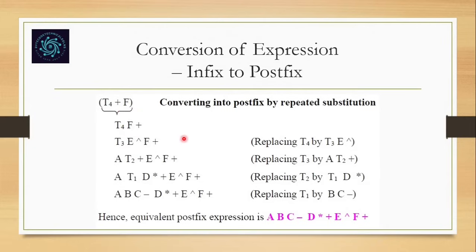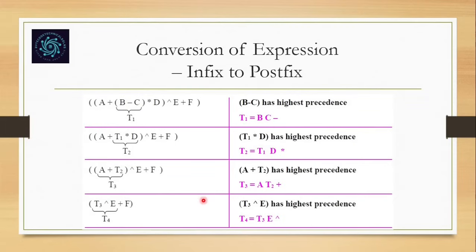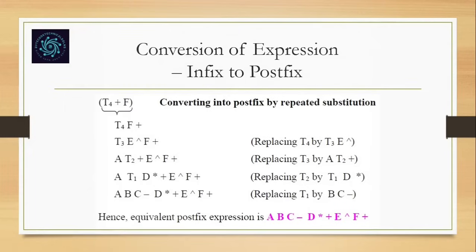Now substitute all the values of t4, t3, t2, t1 and so on. Here, t4 we have taken as t3 e raised to. By replacing t4, in its place we have to keep t3 e raised to symbol. Then f will appear as it is and plus will be kept as it is.